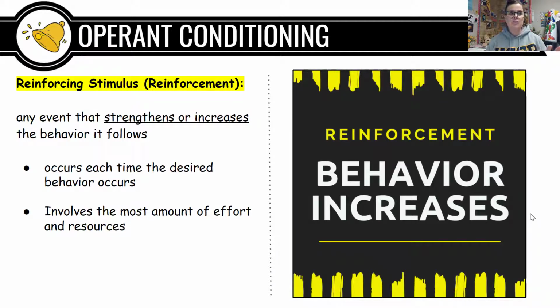And the first word that we need to look at is reinforcement. And reinforcement is going to strengthen a behavior. There's something that you're doing that I want to make sure you keep doing. So I want to reinforce that. I want to strengthen that behavior. I want to increase how often you do something. And a reinforcement stimulus is going to happen every time the desired behavior happens, and it involves the most amount of effort and resources.